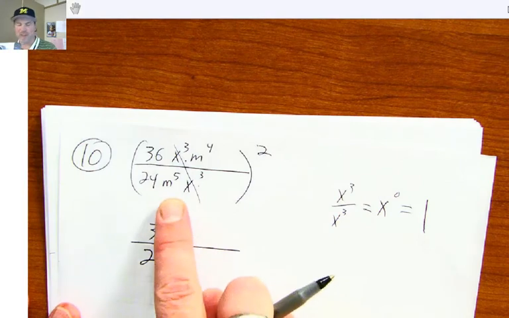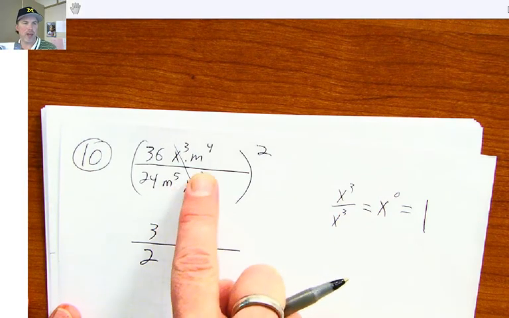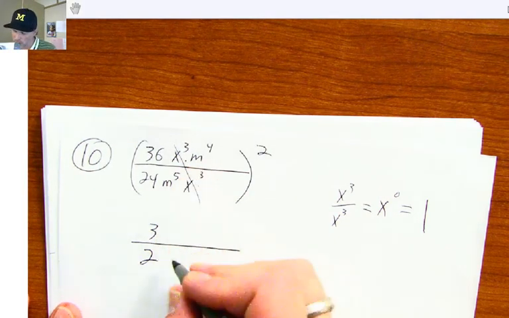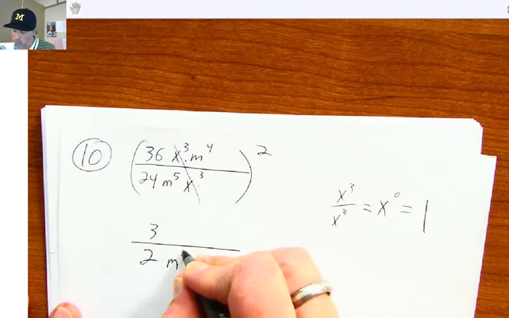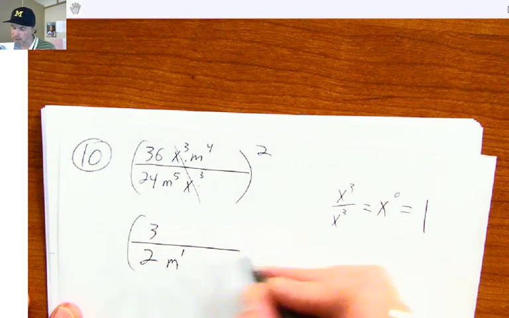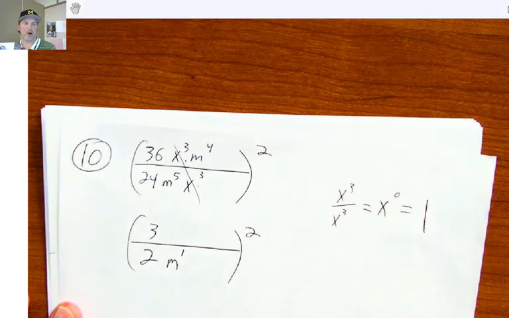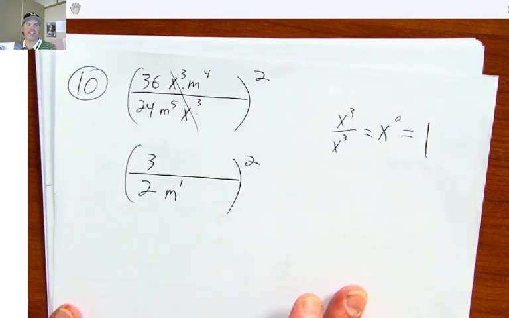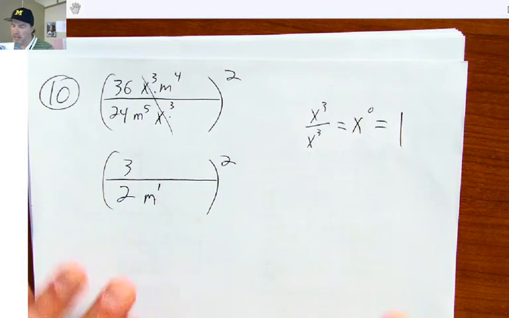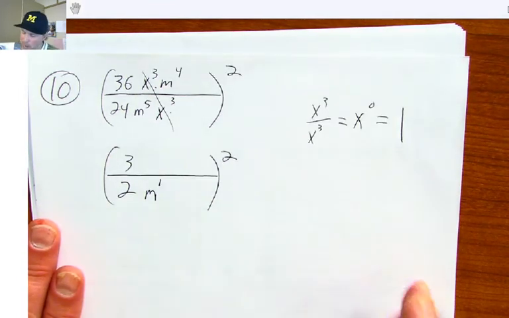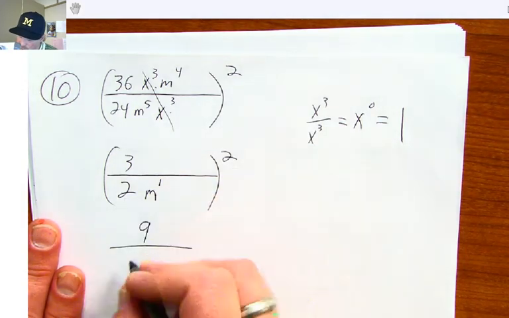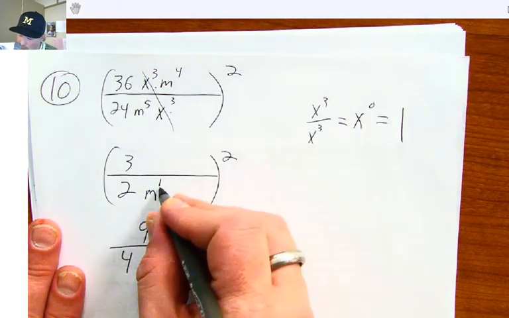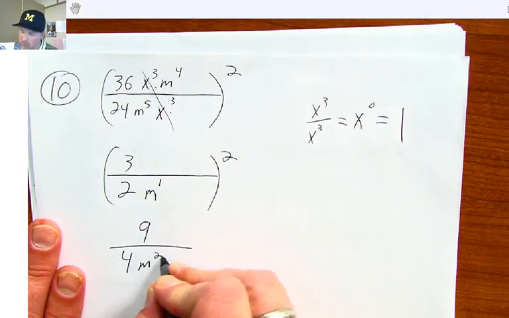M's. Do you have more M's on the numerator or the denominator? The denominator. How many more on the denominator? 1. Great. So I have all that, and it's still being raised to the second power. And once you've simplified the inside, the parentheses, now it's okay to apply your power rule. 3 to the 2 is 9, 2 to the 2 is 4, and m to the 1 to the 2 is m squared.